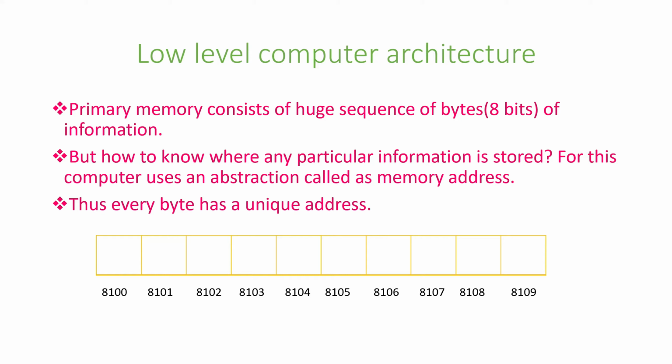But how do we know where any particular information is stored? Multiple programs and multiple applications are running, but how do we know that the particular information I need is stored at a particular place? How do we solve this problem in the real world? We use addressing. A similar mechanism we need to apply here. We should have a memory address corresponding to each byte. So every byte has a unique address.